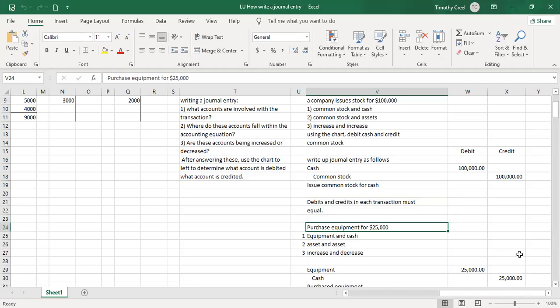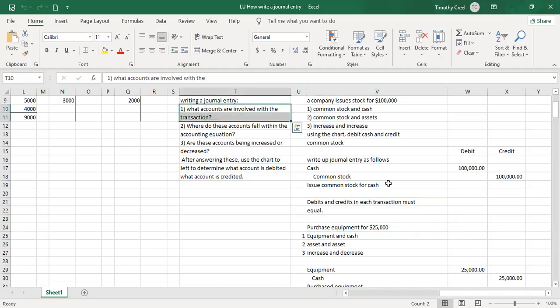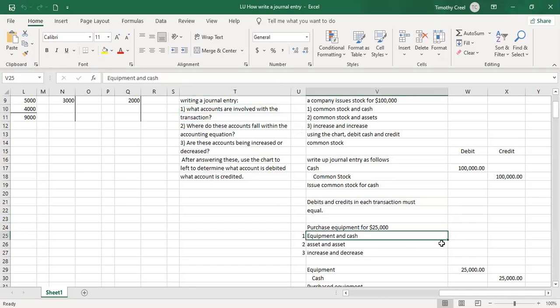Let's say that we purchase equipment for $25,000. So we would ask ourselves these questions. What accounts are involved with the transaction? And a lot of times I'd tell you the way to think about these is what are you giving up and what are you getting? In this case, they're giving up cash to get equipment. So equipment and cash would be the accounts that are involved.